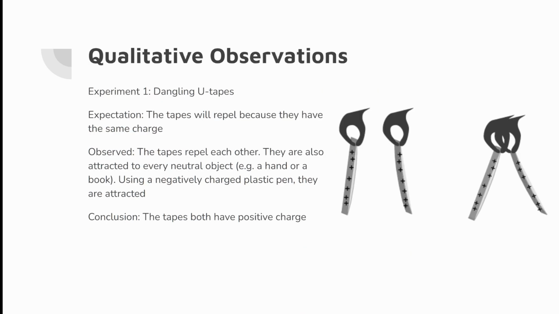So first, we make two tapes and we dangle them nearby each other, as shown in these pictures, and the tapes repel each other, so that tells us that they are of the same charge. We don't know yet that they're positive, but we know that they are either both positive or both negative, and we do know that if you charge a plastic pen, it will be negatively charged. So when you bring that negatively charged plastic pen nearby this, we observe that it's attracted, so that tells us that the charge on these pieces of tape is positive.